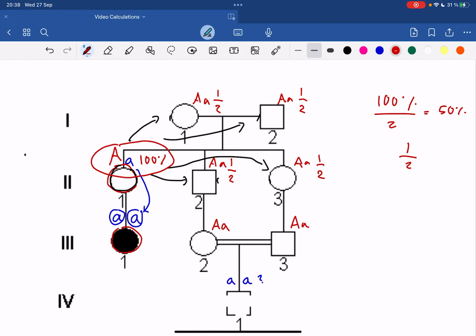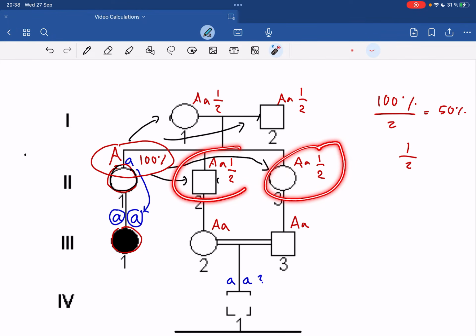The same principle goes to these two people, since they are related. They are related to this person and this person individually.